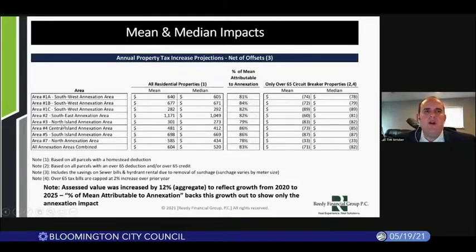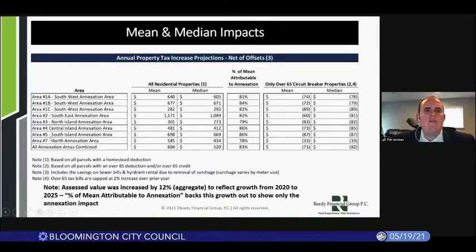For area 3, which is the North Island annexation area, we have a $301 average increase, a $273 median. 79% of the mean is attributable to annexation. The average decrease to the over 65 properties is $83, and the median is $82. For area 4, which is the Central Island, the average increase is $481. The median is $412. The percentage of this area that's attributable to annexation is 86%. The average decrease for the over 65 properties is $73, and the median is an $85 decrease.